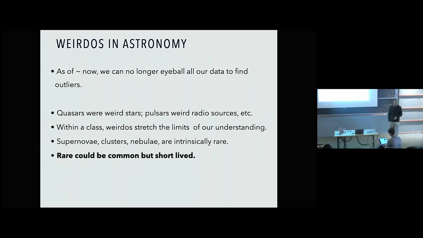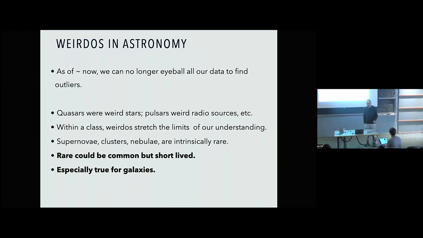Also, this is specific to astronomy. Something that is rare observationally can actually be very common, but short-lived. Supernovae, again, is a good example. So again, anomalies are important, and this point is obviously especially true for galaxies.